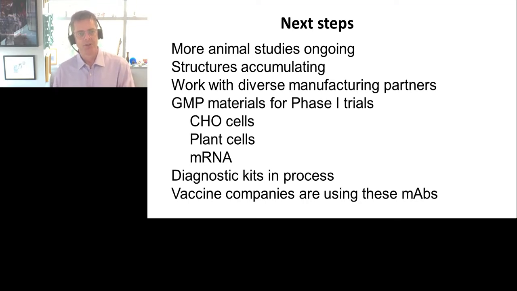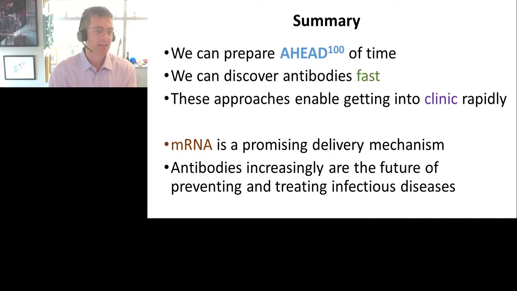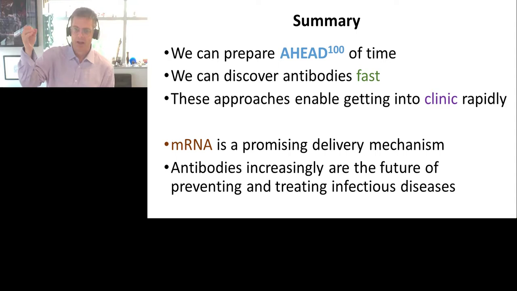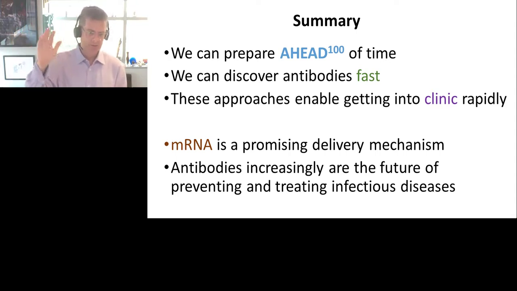So in summary, what I showed you today is, in the first half, we can prepare ahead of time by making lists of things that are likely to happen. But in the back half of the talk, I said, well, we can discover antibodies really fast, and these approaches enable us to get into the clinic rapidly. So antibodies off of these platforms have already been into people for chikungunya, Marburg, SARS-CoV-2, and others are bumping along in the pipeline. I do think in the future you're going to see mRNA as a delivery mechanism, certainly going to be studied and has promise to work as a fast delivery system.